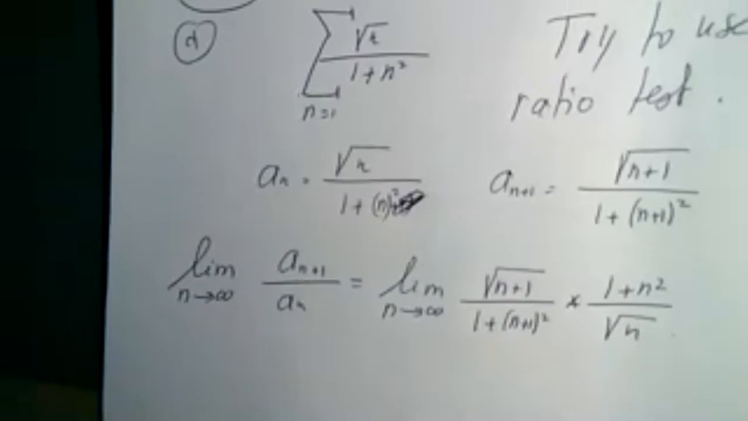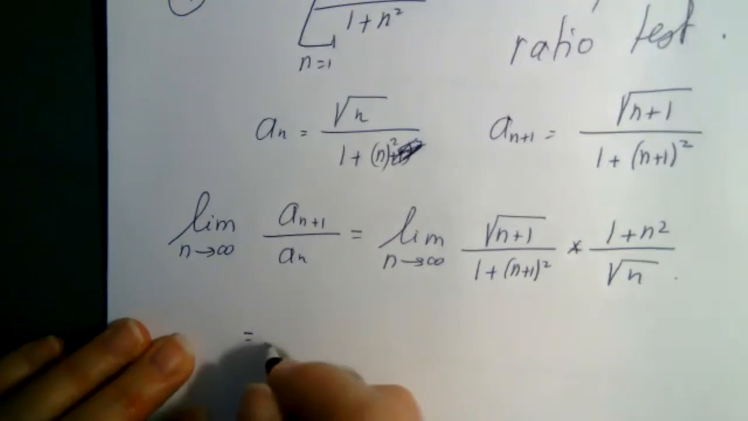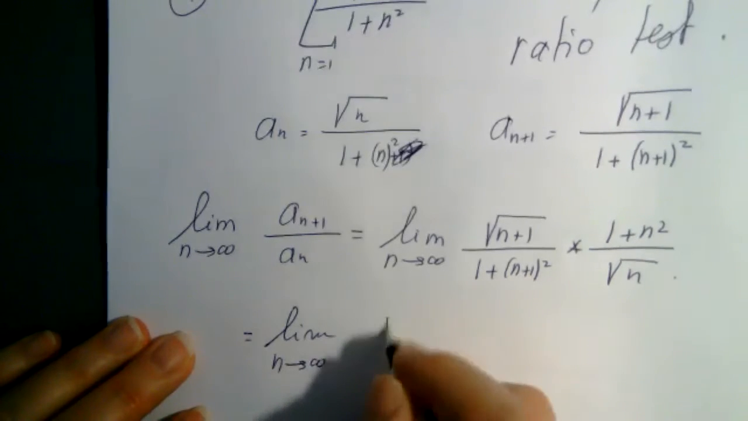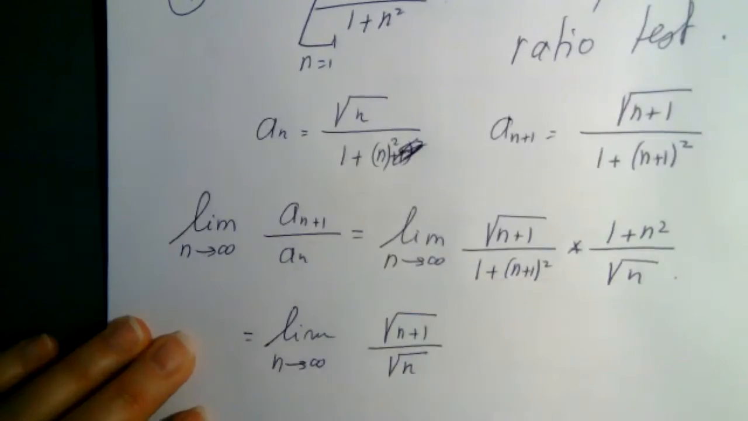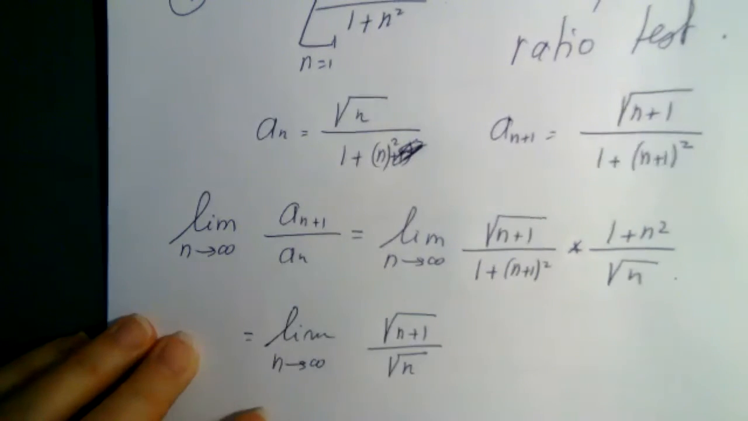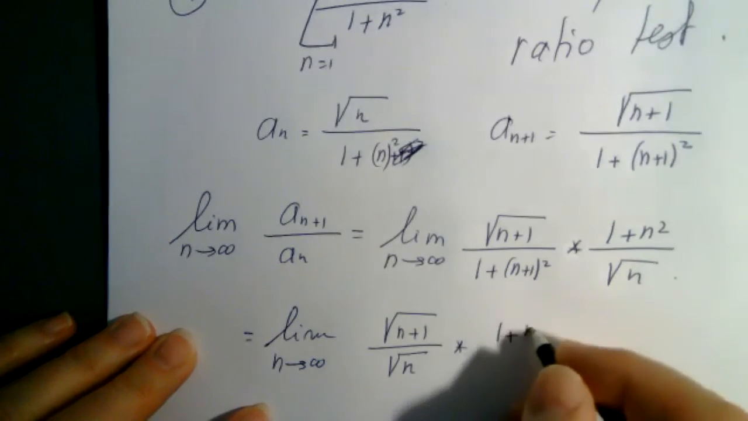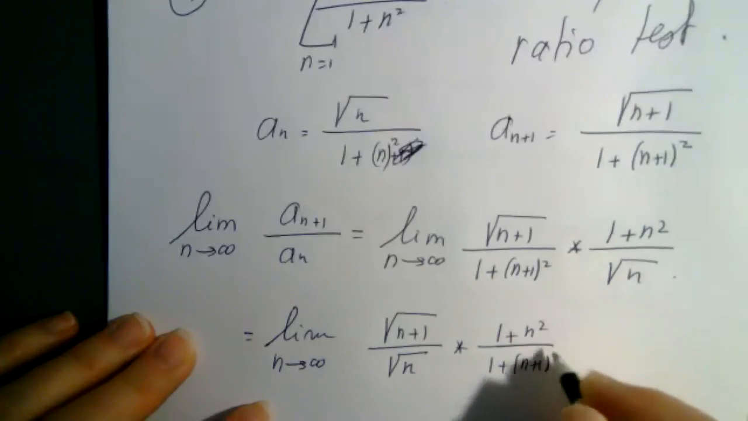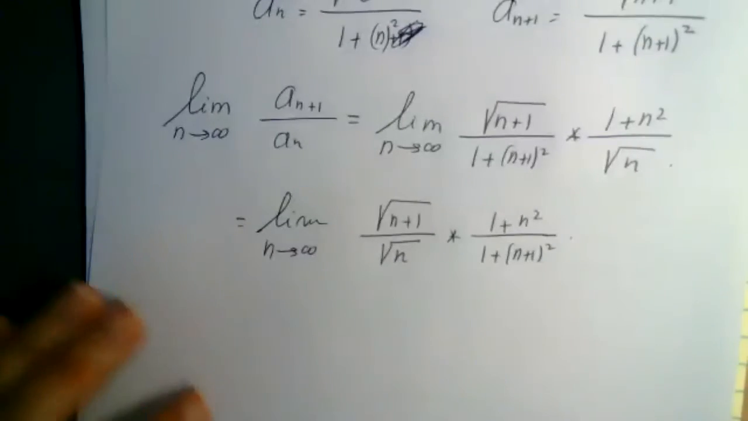So let us compute this limit, and I'm going to imitate what I did before by putting the square root together because it's easier. So I'm going to have the square root of n plus 1 here over the square root of n, because I can put the whole thing under the same square root. And this is 1 plus n squared over 1 plus the quantity n plus 1 squared.